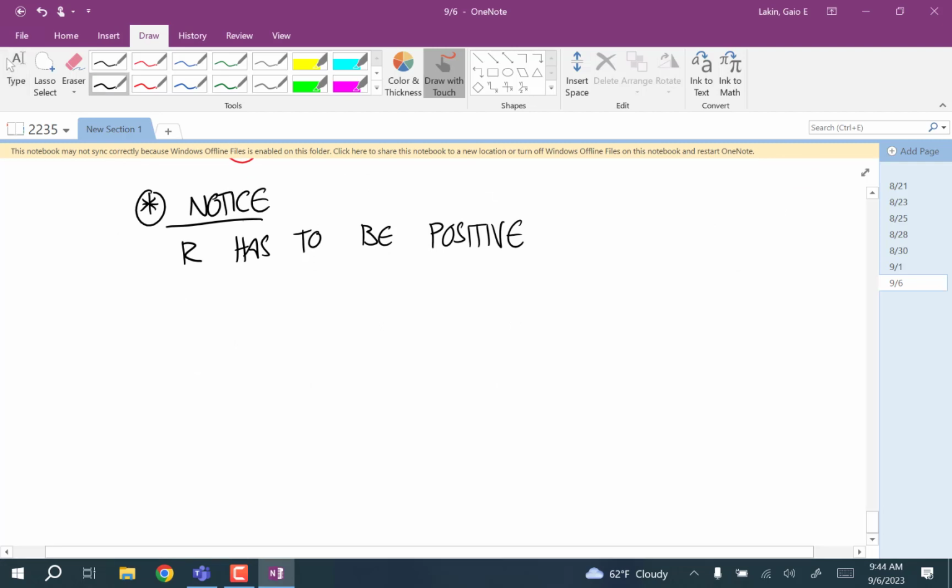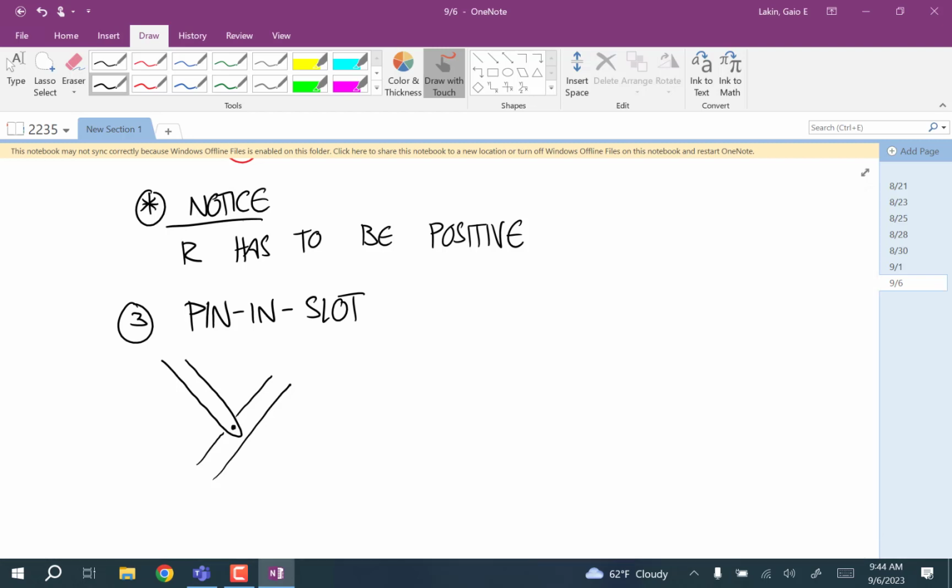And then the last type of joint in joint category 1 is called a pin and slot joint. So there's our body 1. Ooh, this is like a wooden dowel. Like if you were making a puppet or something. Looks like a joint. Yeah, right.